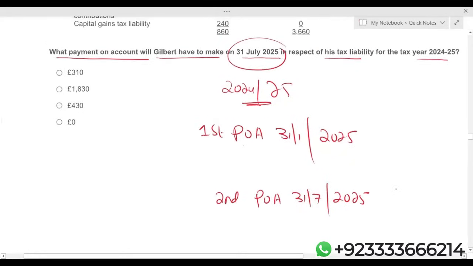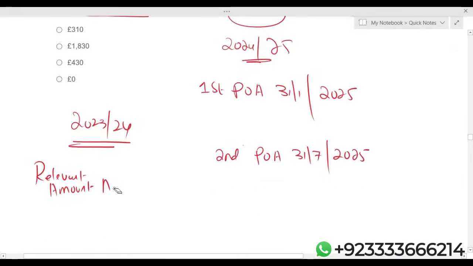And how much will you pay? It depends on tax year 23-24, the relevant amount. We'll take 50% of the relevant amount. For 23-24, I'll take income tax plus class 4 NIC minus PAYE, and I'll get the relevant amount. 50% of that will be paid on the first payment on account, and then the second.